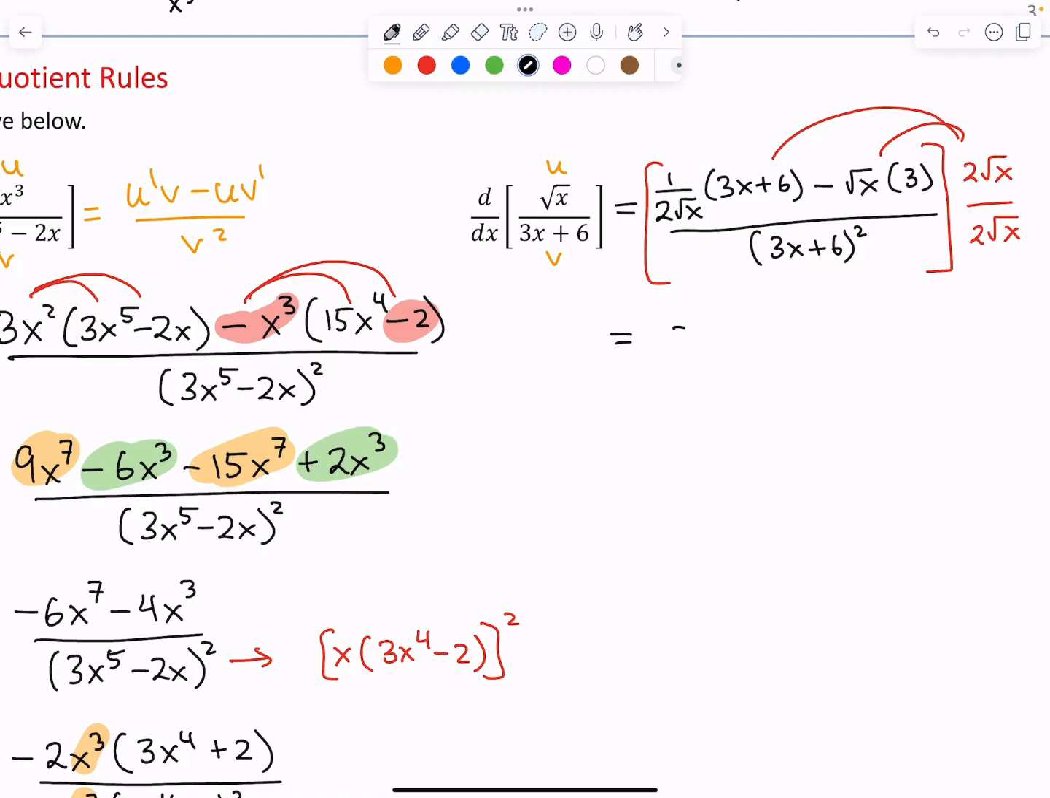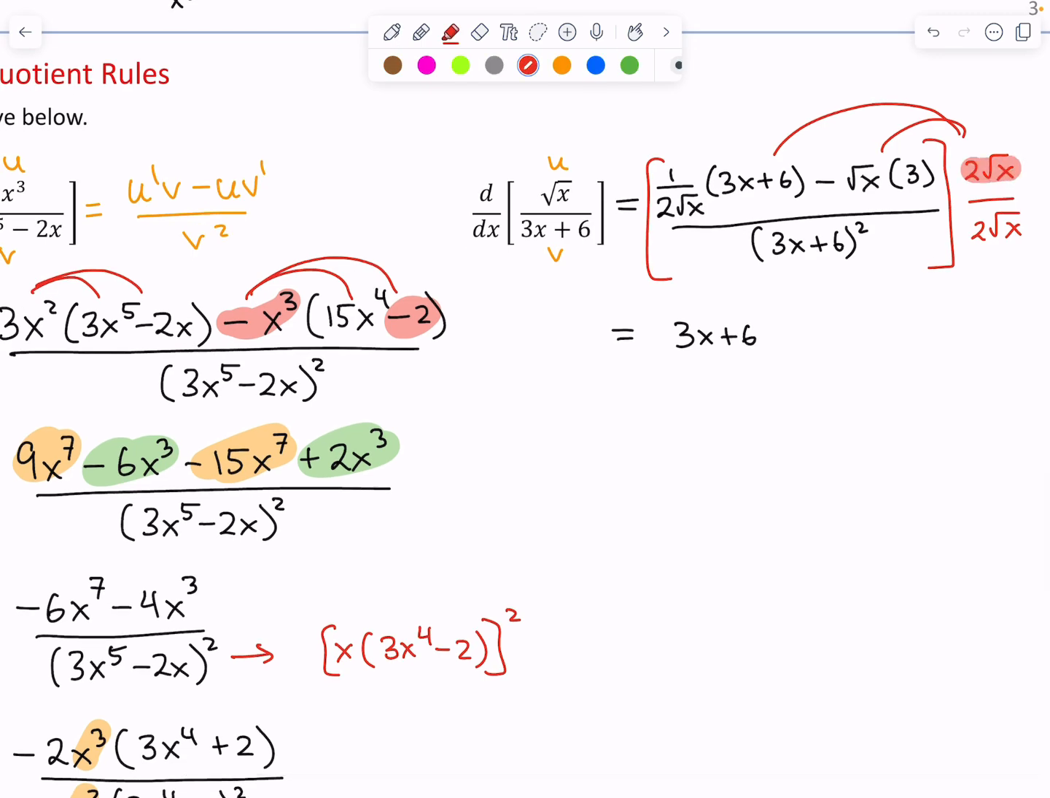So my first term will just now be 3x plus 6 only. Now I'll multiply 2 rad x to this term. Well, the 2 and 3 will make 6, and the rad x times rad x will just make x. So we're going to have a minus 6x, and the numerator becomes very clean.